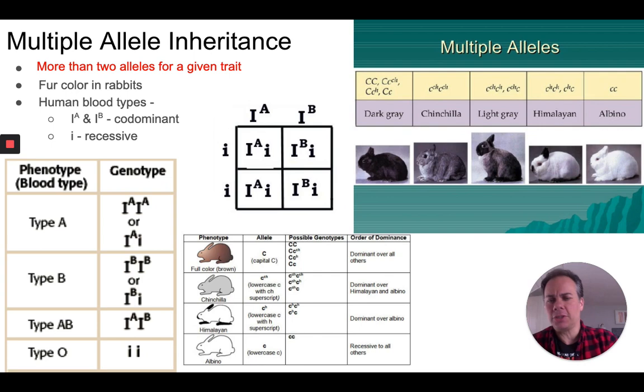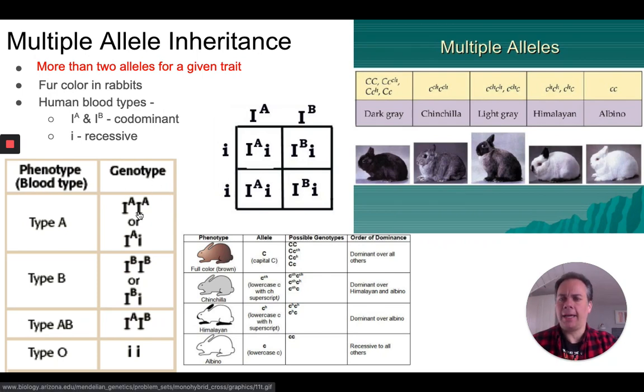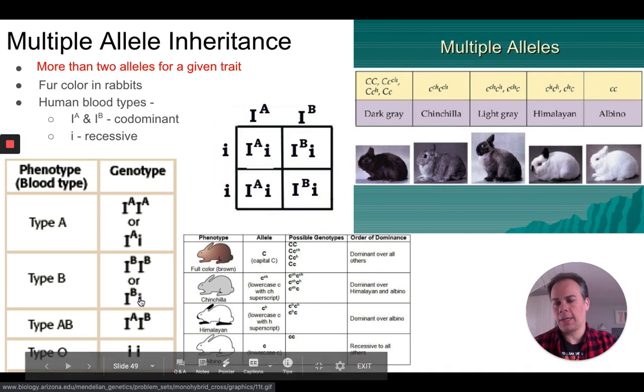So what this looks like, we write this typically with the letter I and then either an A and a B or a lowercase i for the recessive. So if a person has two I^A alleles, they would have type A blood. Or if they have an I^A and then the recessive little i allele, they still have type A blood. Type B blood, same situation. If they have two I^Bs, they have type B blood. Or if they have an I^B and the lowercase i, then they also have type B blood.